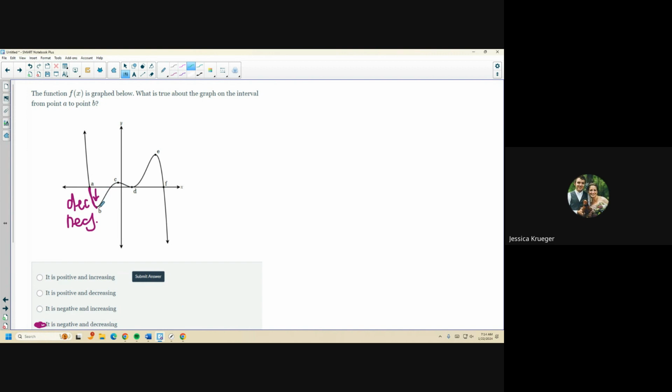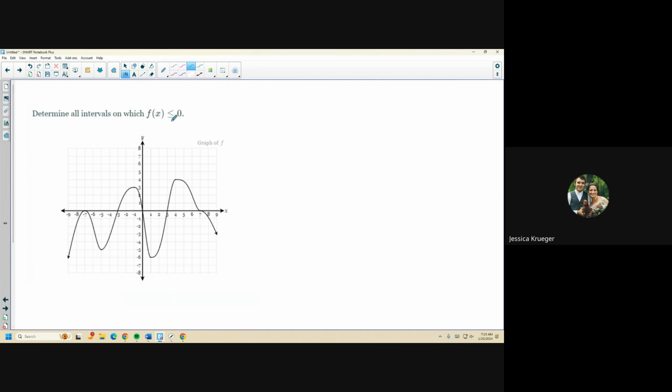If they asked you from B to C, we would say it's increasing, but we couldn't say it was negative or positive because it's both. It's negative here, and then it's positive here, but it's increasing there. Below F, it's negative and decreasing. Below A, it's decreasing because you want to trace it left to right, and positive. So just keep in mind those two concepts get mixed up all the time. So that's why we're going to spend a lot of time practicing this.